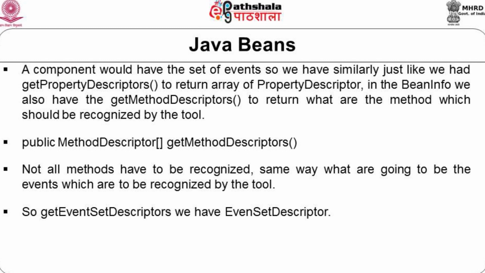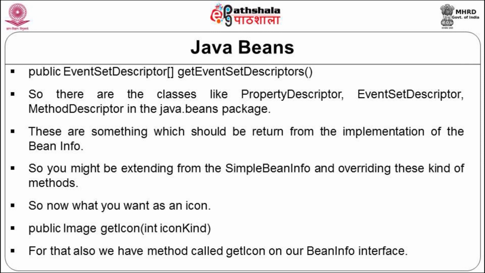So, there are these classes called PropertyDescriptor, MethodDescriptor, EventSetDescriptor in the java.beans package. These are things which have to be returned from the implementation of BeanInfo. So, you might be extending from SimpleBeanInfo and overriding these kinds of methods. And of course, I was also mentioning the icon, what you want as the icon. Even for that we have a method called getIcon on our BeanInfo interface. It should return an Image. Whatever image is returned by this becomes the icon for our simple bean.